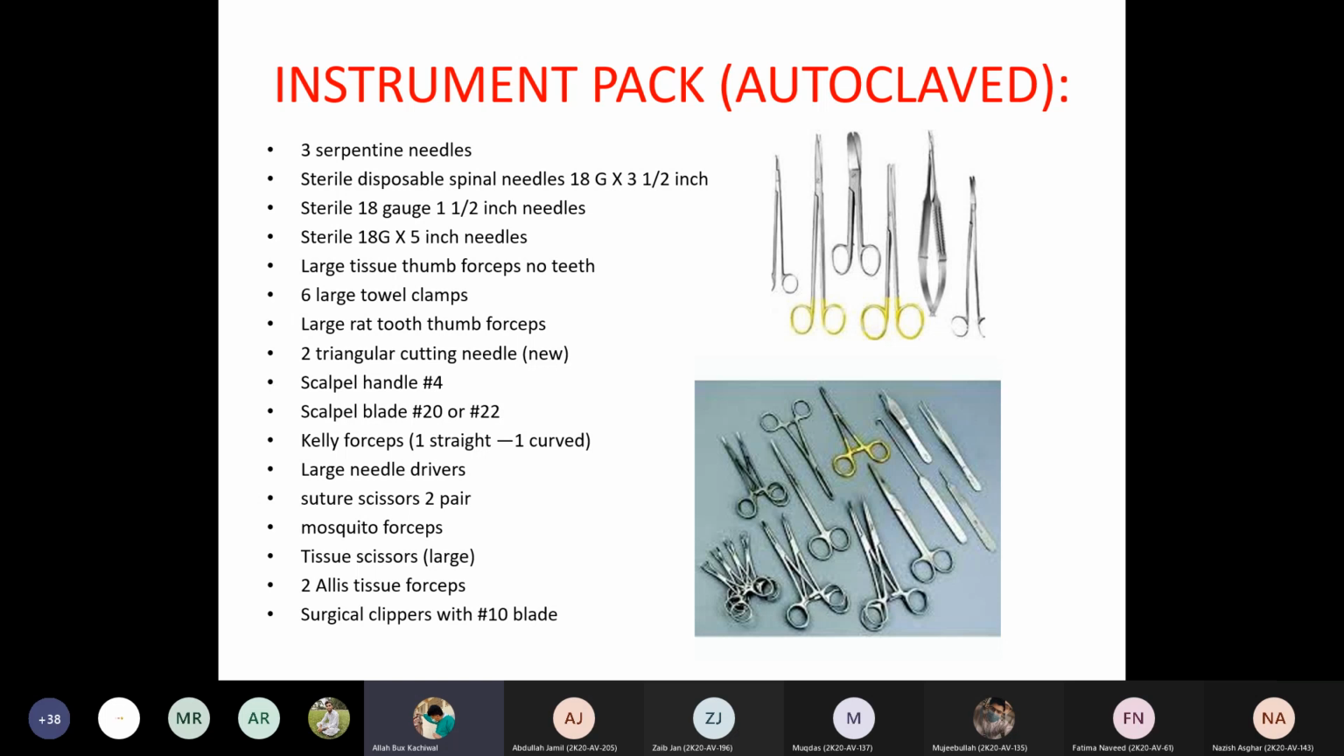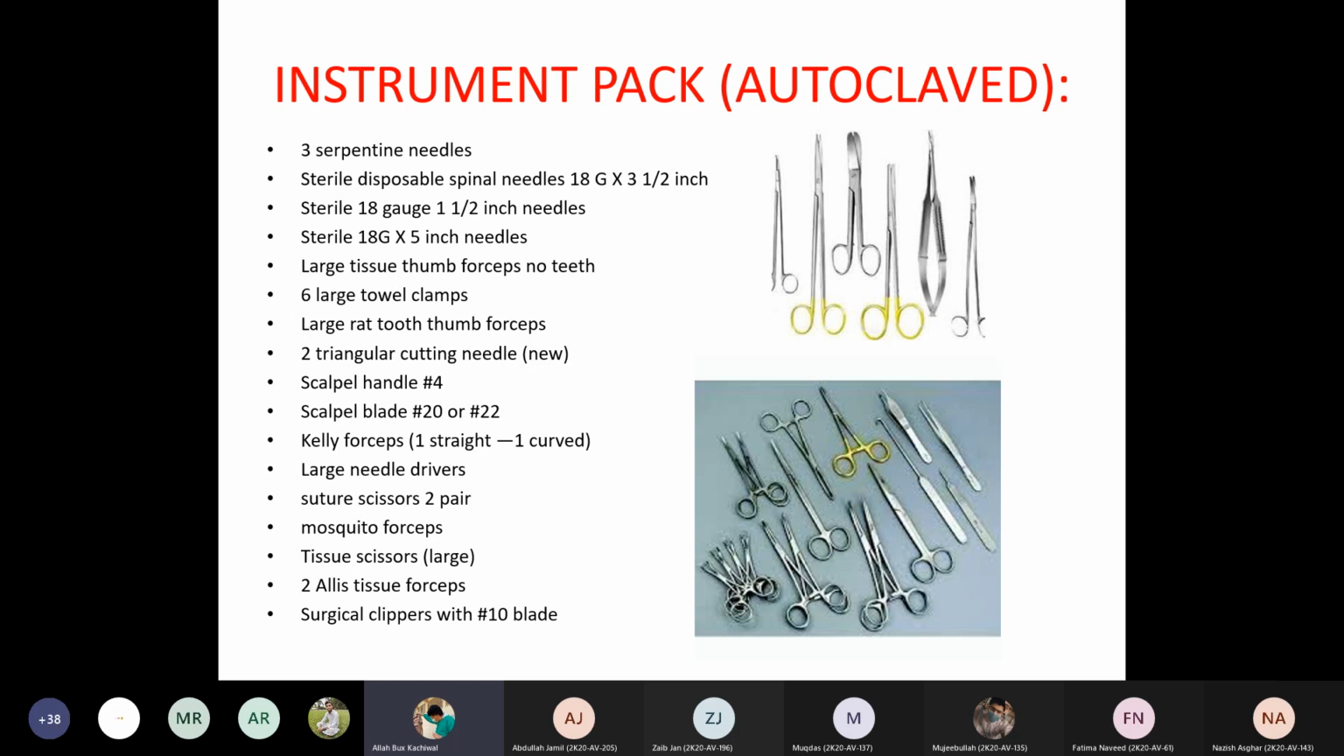Large rat tooth thumb forceps are required to perform the surgery, and you have to hold the tissues using the large rat tooth thumb forceps. Two triangular cutting needles are needed, and then the scalpel handle number 4 with scalpel blade number 20 or 22. These can be used to cut down the skin as well as the muscles and to snip down the peritoneum. Kelly forceps, one straight and one curved, are required.